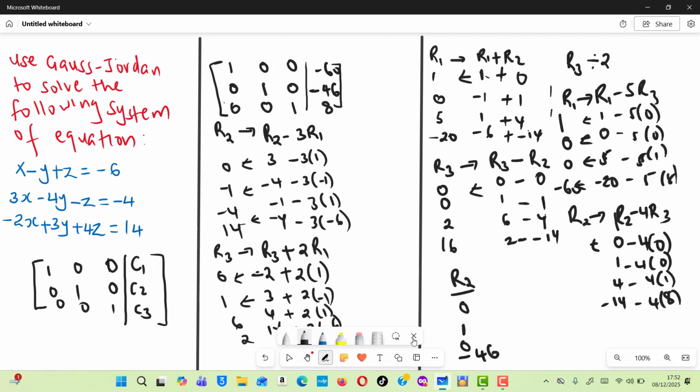So like I showed you, our constant one will be negative 60, which means that is our x. Our x is negative 60. Our y is negative 46, and our z is positive 8. This is the full Gauss-Jordan form, start to finish.